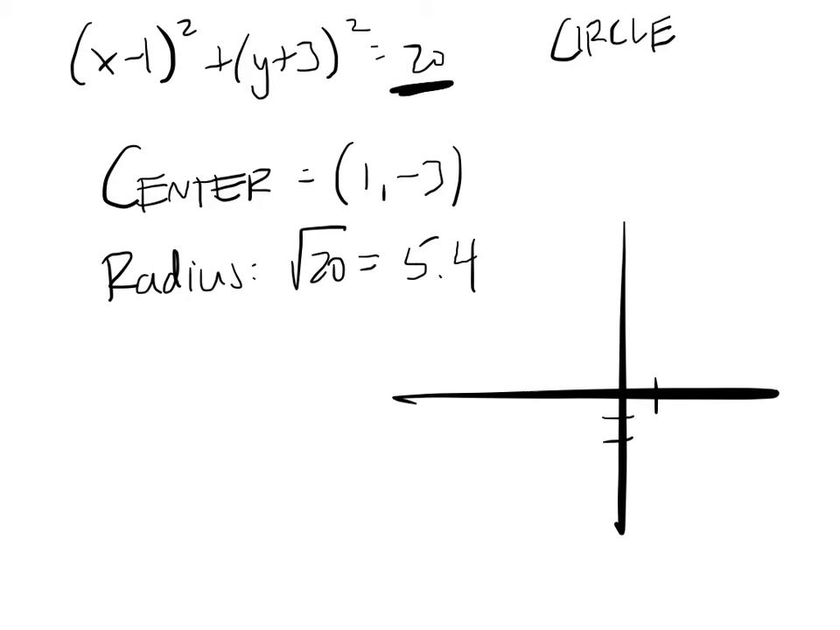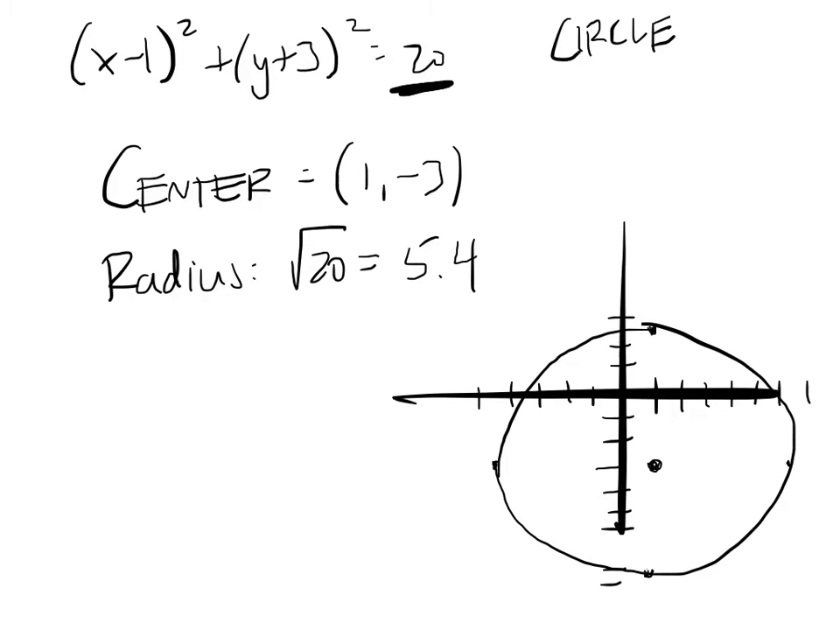Okay, so now if I wanted to graph this circle, I just draw my xy axis. I go over 1, down negative 3, plot my center, then go 5.4. So I go up 1, 2, 3, 4, 5.4, which is about right there. To the right, 1, 2, 3, 4, 5, and then a little bit more. Down, 1, 2, 3, 4, 5, and a little bit more. And then to the left, 1, 2, 3, 4, 5, and a little bit more. And there's my circle. Oh, I'm going to draw that a little bit better. Okay, so there's the circle.